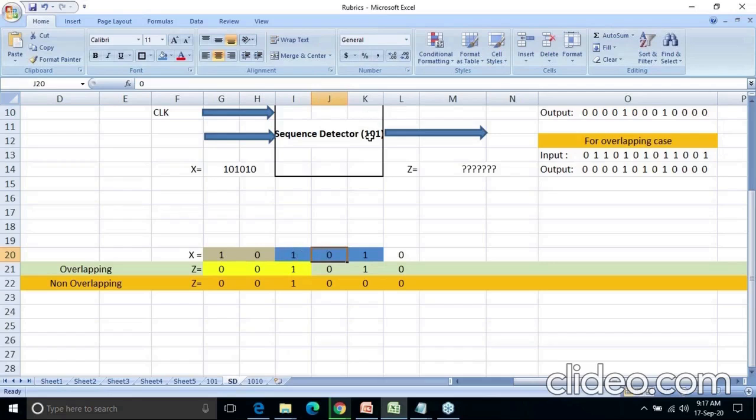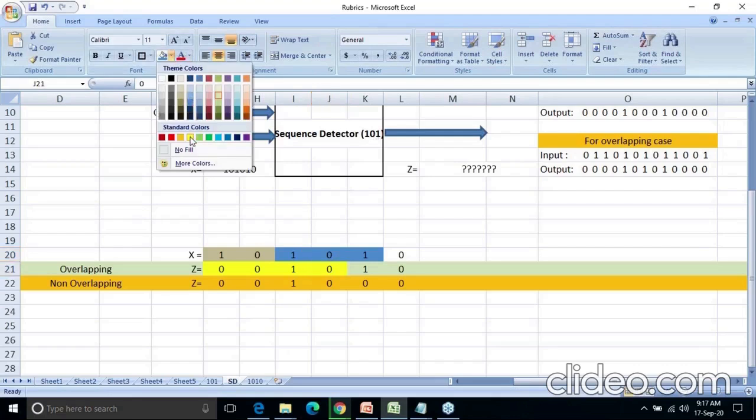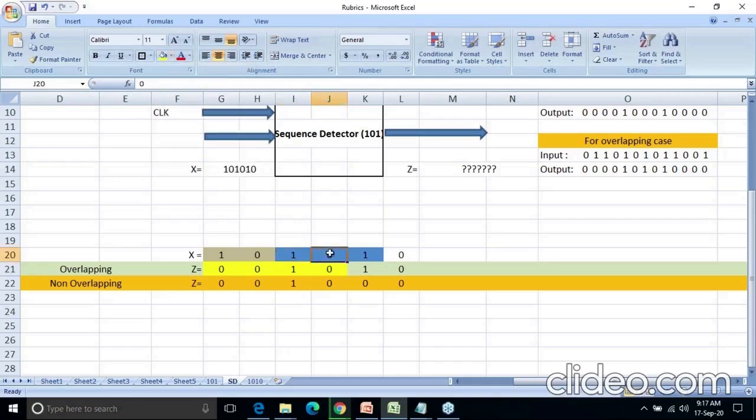So this is my second bit, 10. Are you getting a sequence detected? No, because this is first one and this is 0, still my sequence is not detected, so that's why I have written 0 over here. Okay, now just see, this is first one, this is second 0, this is third one. So 101, is it a sequence? Yes, and that's why here my output will be 1.